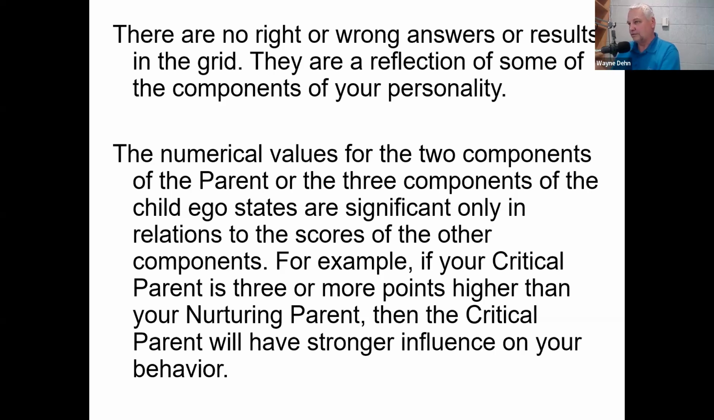The numeric value, this is important when you score. The numeric values for the 2 components of the parent, the nurturing parent and the critical parent, or the 3 components of the child states, logical or rebellious, natural, and little professor, are only significant in relation to each other. For example, if your critical parent is 3 or more points higher than your nurturing parent, let's say you had 15 on nurturing and 18 on critical parent, then that is the stronger influence on your behavior, and your style is to be more critical. Okay. So does that make sense?